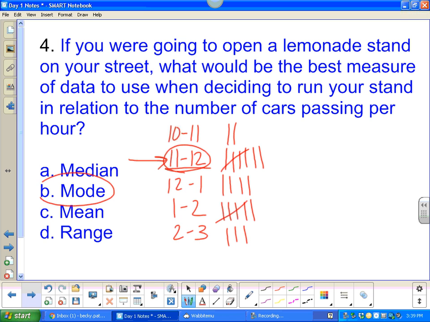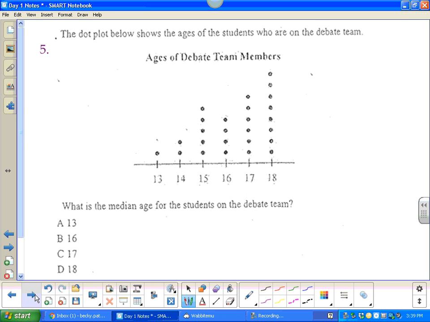So I want the mode, the one that happens the most. The dot plot shows the ages of students who are on the debate team. So their ages range from 13 to 18. Most of them are 18-year-olds. I have one 13, a couple 14-year-olds. It says, what is the median?